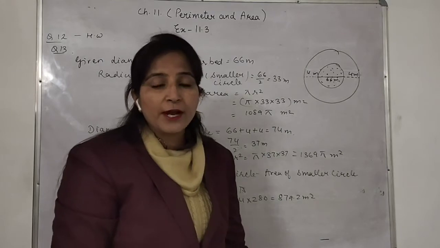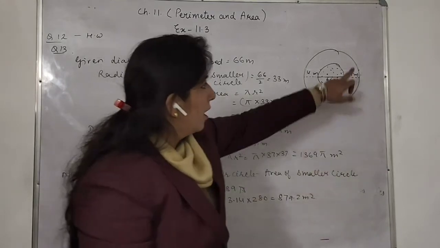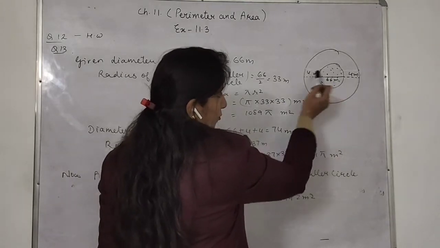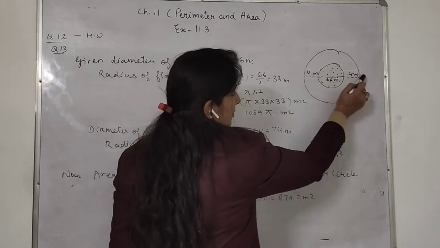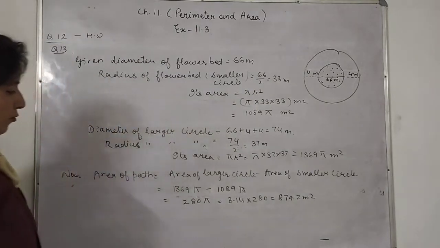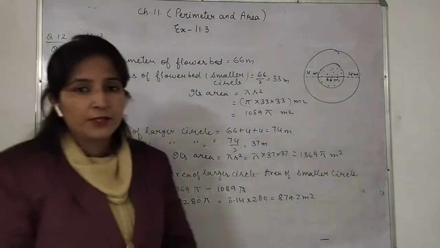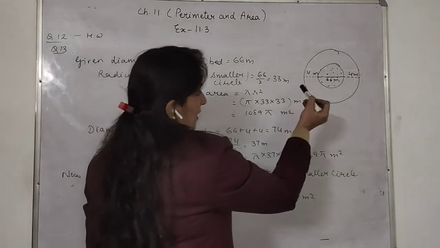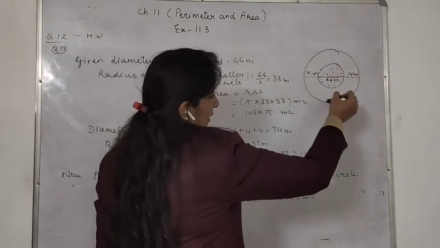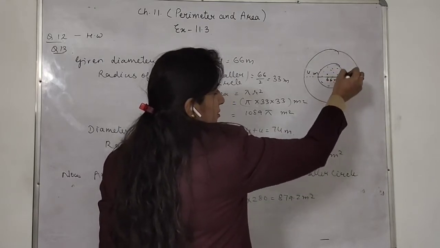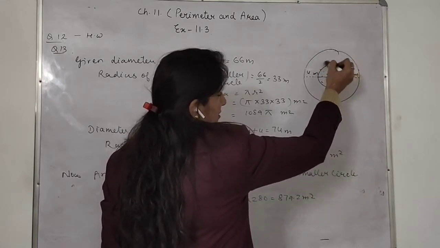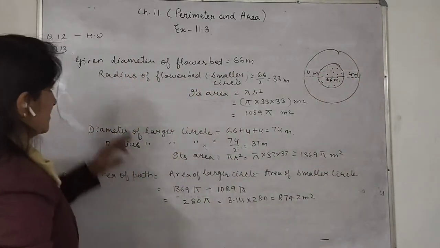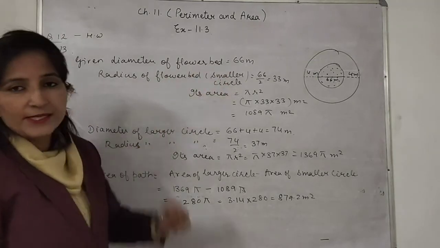So if we want to find out the diameter of the complete circular garden, then it will be 66 plus 4 plus 4 to calculate the complete diameter. Okay, so what do we need to find out? We need to find out in this question the area of the path. That we can calculate only when we can calculate the area of this larger circle and the smaller circle. So if we subtract the smaller from the larger, we can get the area of this path. So let us start.